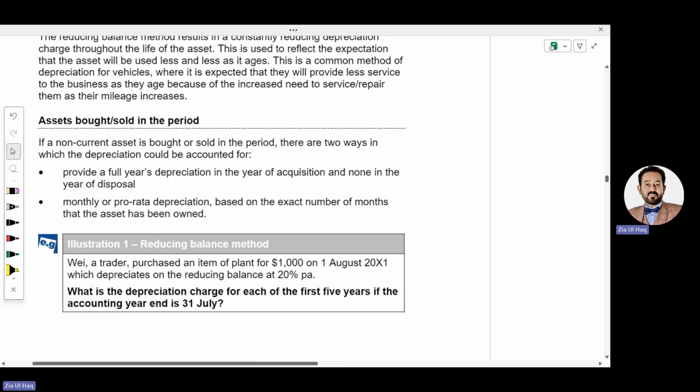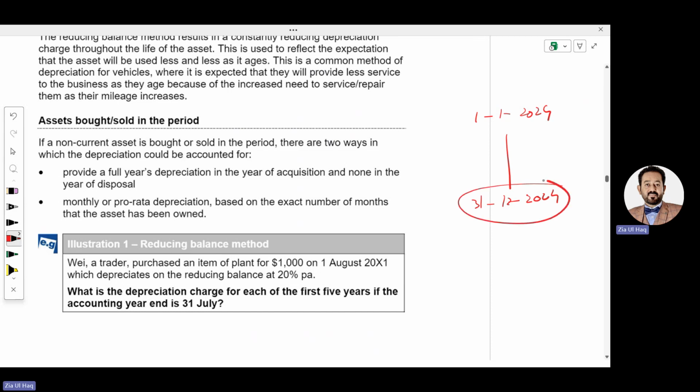Okay, there is one more point. If we bought an asset during the year, our year starts from 1st January 2024, it ends on 31st December 2024. At what date do we calculate the depreciation? At year end date.